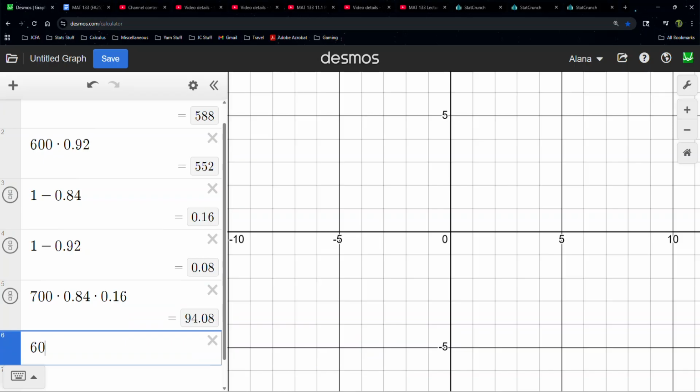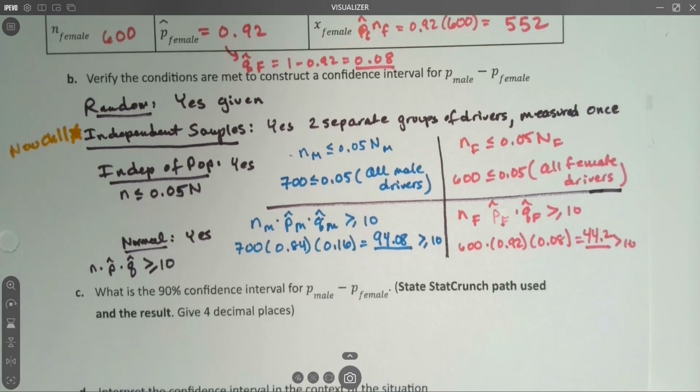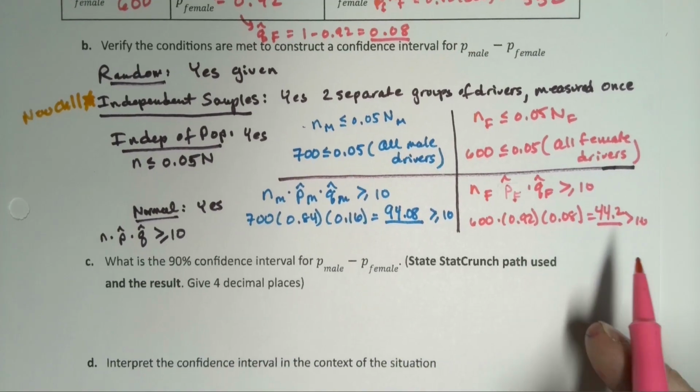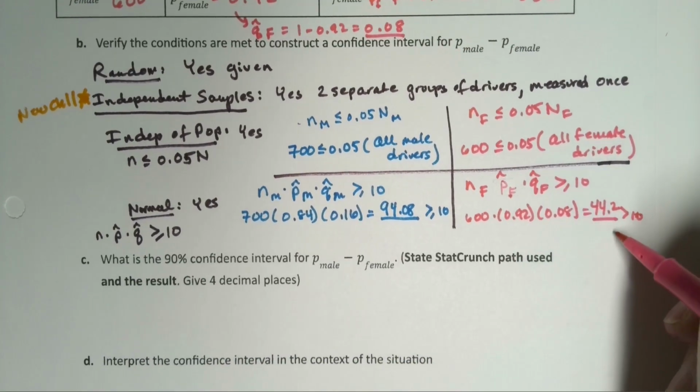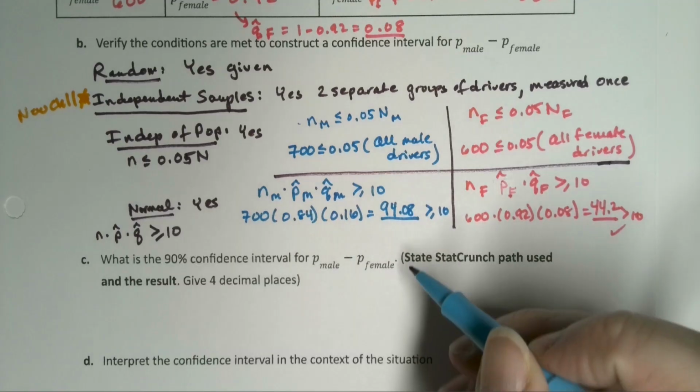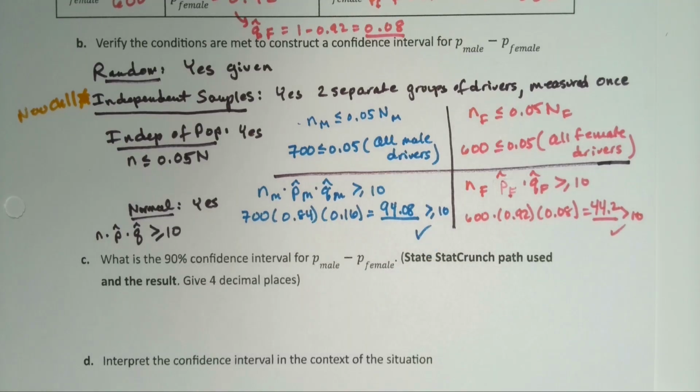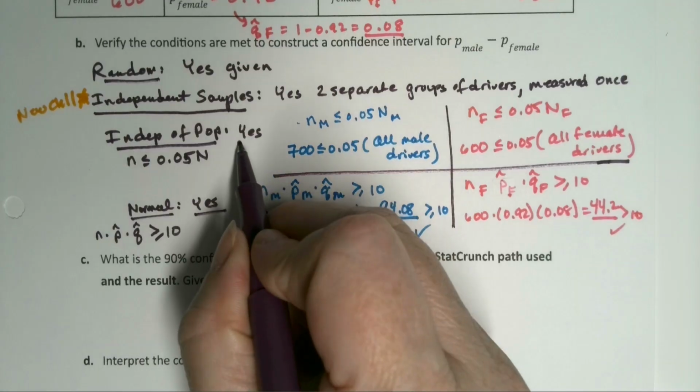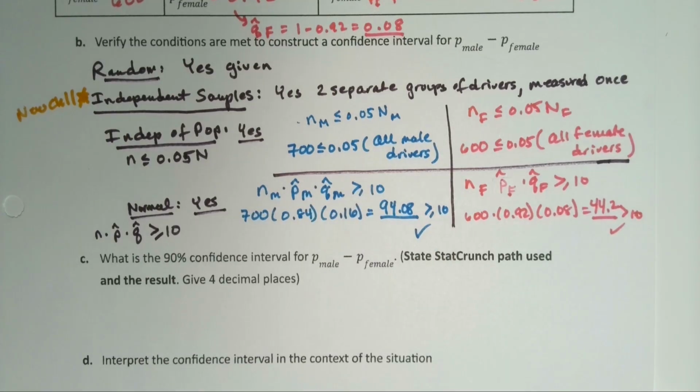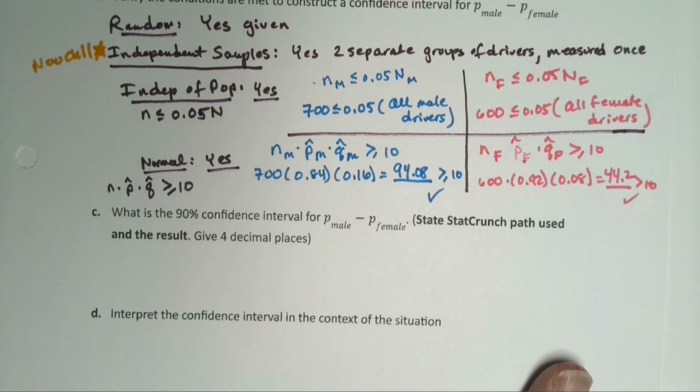All right, 600 times 0.92 times 0.08, and we get 44.16, or 44.2. We don't really care about the rounding. All that we really care about is that it's bigger than 10, which it is. So we are good for both of these. These are both bigger than 10, and that's why it's a yes over here. All right, we verified our requirements.